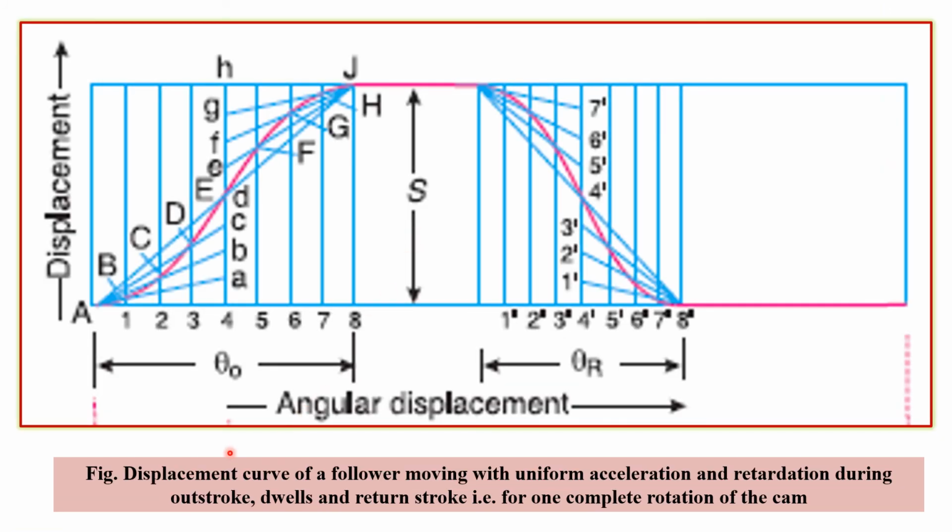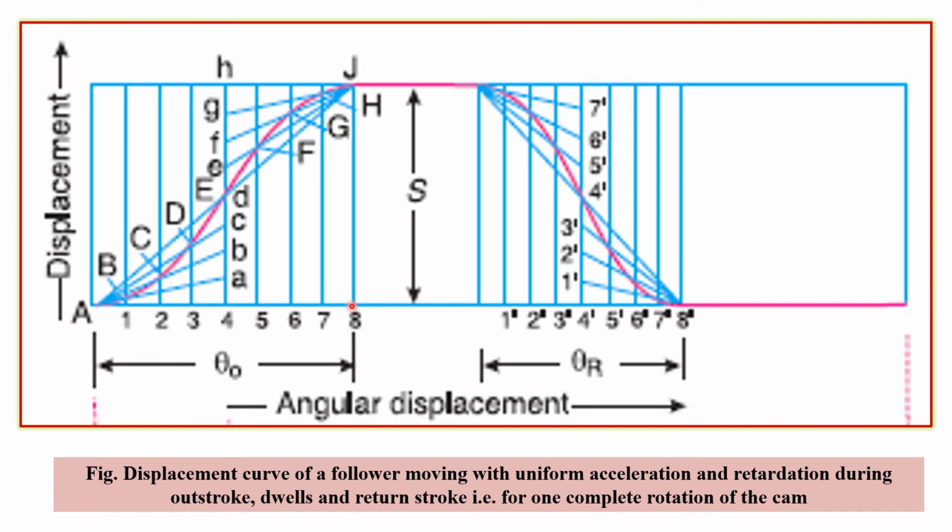So here we notice the displacement curve of a follower moving with uniform acceleration and retardation during outstroke, dwells and return stroke. That is for one complete rotation of the cam. So theta naught is the outstroke angle turned through by the cam. Then there is a dwell period in between, and then there is a return stroke, and the return stroke is further followed by another dwell period. So this is the total angular displacement of the follower for one complete rotation. So we observe that the outstroke angle starts from here and it ends at this particular point.